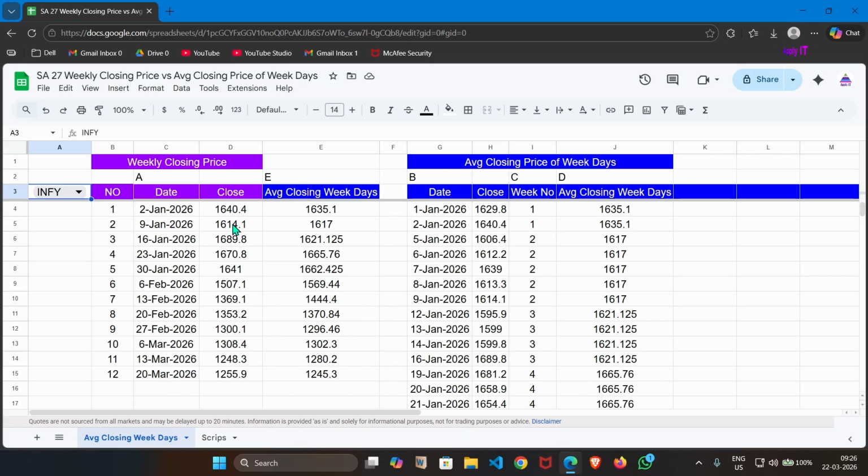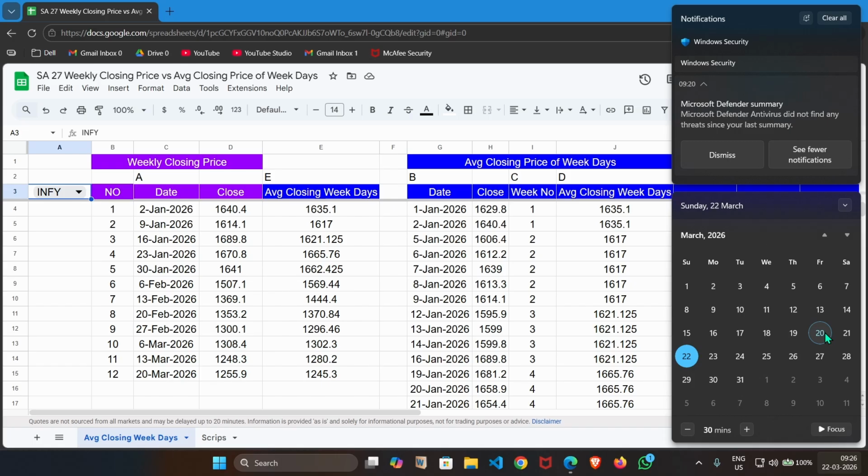Weekly closing price indicates the closing price of the last day of a week. For example, if we consider a recent date, 20th March 2026, that day is Friday. So during this particular week, what was the closing price? Generally it will be the closing price of the last day.